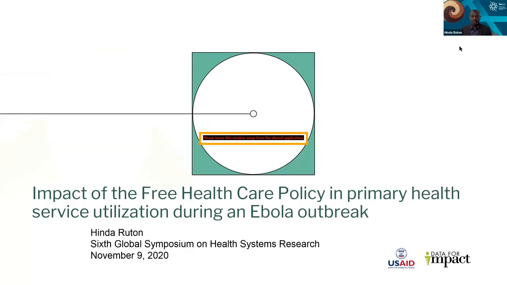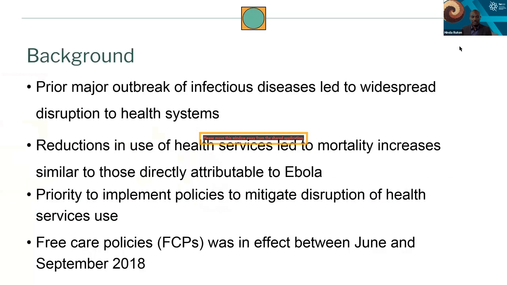Thanks, Mike. For this presentation, I'll concentrate on the Ebola outbreak that took place in the province of Equateur in the DRC. Next, please. From previous outbreaks, those major outbreaks led to widespread disruption in the health system. For example, the 2014 and 2016 Ebola outbreak in West Africa led to an increase in mortality.